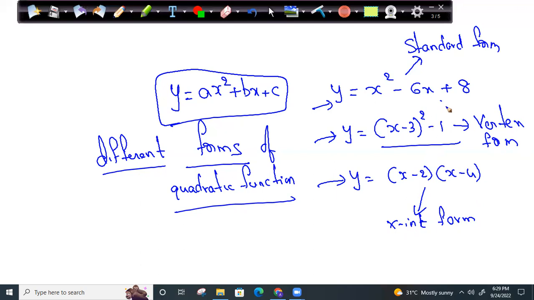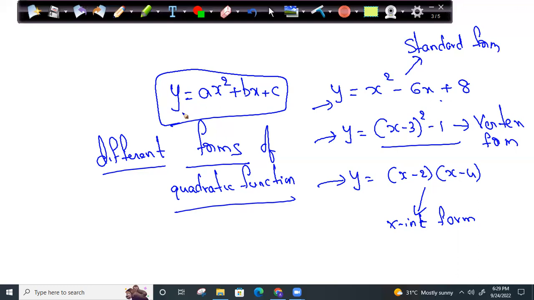I'll explain these forms neatly. Try to understand the most important things, then I'll go to the other parts involved. So standard form is simple, ax square plus bx plus c.